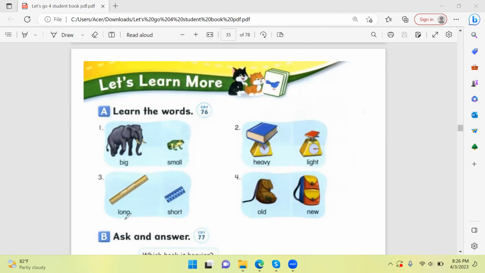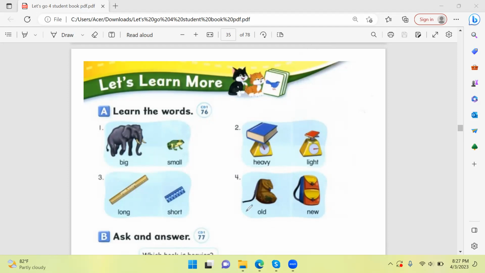So as you can see here, if you're going to differentiate the two objects, which one is long? The color yellow or the color blue? It's color yellow. Okay, the color yellow is long. How about the blue ruler? It's short. Very good. How about you? Do you have a long ruler or a short ruler? I have a long ruler. Oh, very good. Do you have a heavy book or a light book only? I have two. Ah, you have the two. Okay. So, do you study the book that you have? Yes. Oh, very good.